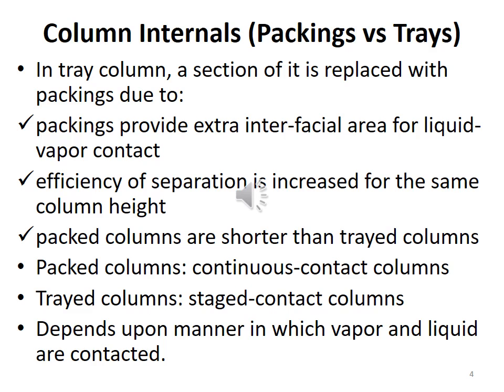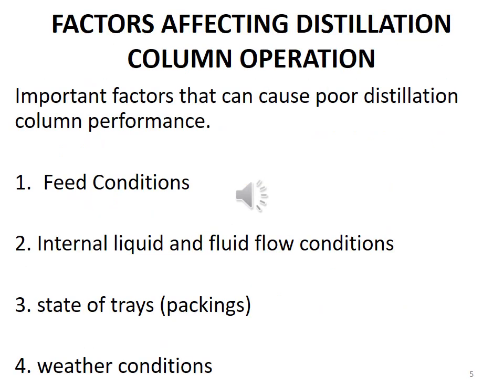And the third one is that packed columns are shorter than the tray columns. So these are important reasons why packing materials are added to the tray design. Packed columns are called continuous contact columns, while tray columns are known as stacked contact columns because of the manner in which vapor and liquid are contacted.